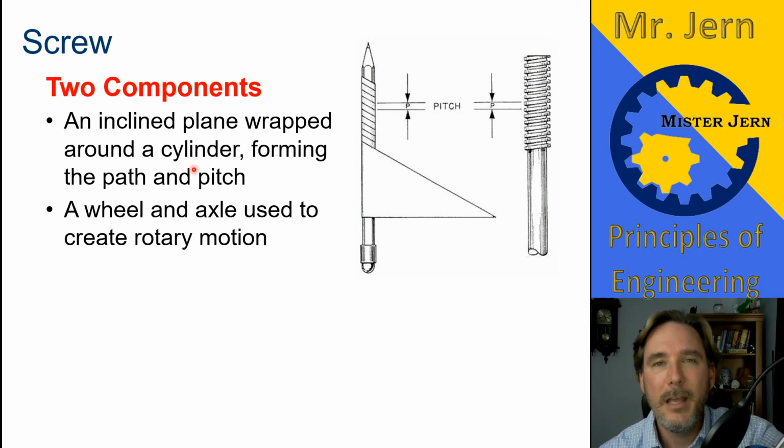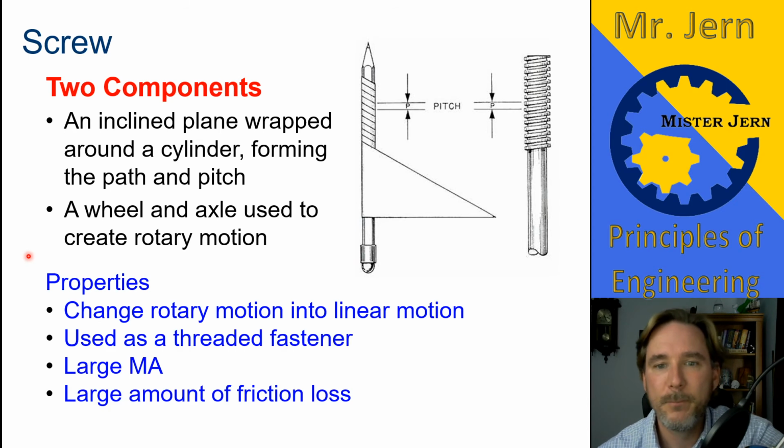All right, so when you're considering the IMA of a screw, we're going to focus mostly on the inclined plane part of it, the threaded part, because if you use a fatter screwdriver or a wrench with a longer handle, or a shorter handle, that's going to change the wheel and axle component of your machine. So let's just focus on the screw part.